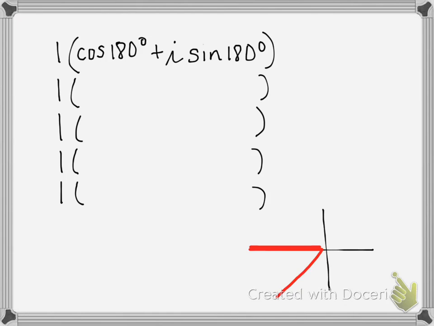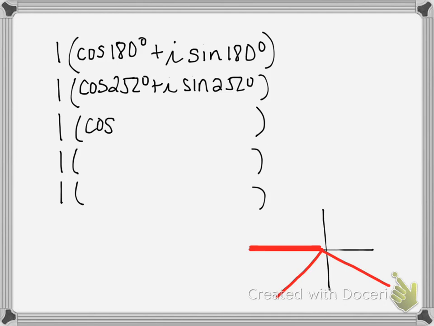So how does that work out in our solution? It's just cosine of 180 plus 72, which is 252 degrees. And then the next one is plus another 72. I'm going to go cosine of, what is that, 324 degrees, plus i sine 324 degrees.